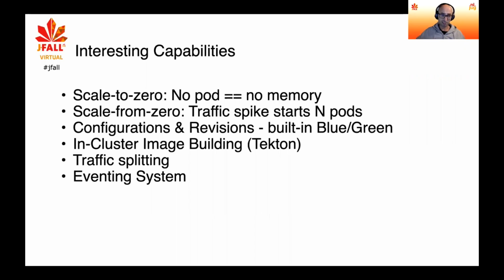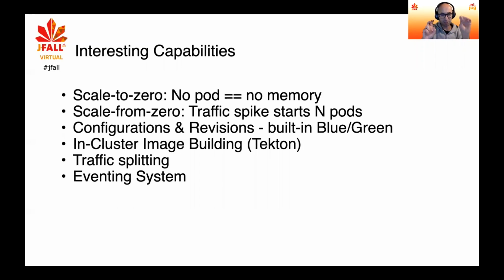Another thing that you have with Knative is that it has a built-in configuration and revision system. It means that you can have your service deployed or your function deployed, and when you deploy a new version, instead of overriding that version, you are creating a revision. So you can always switch back to a previous version.